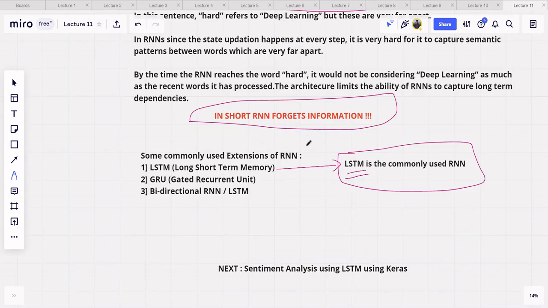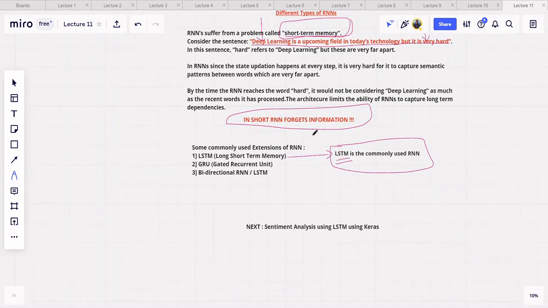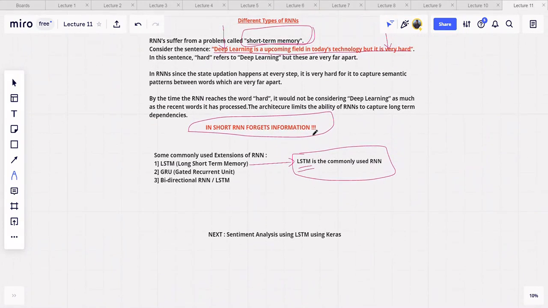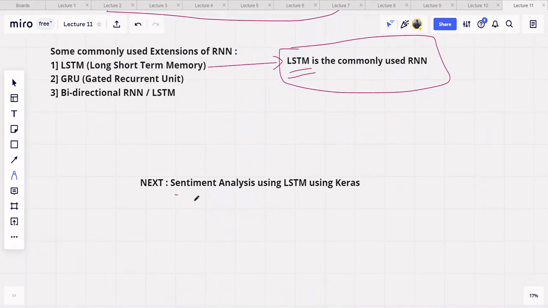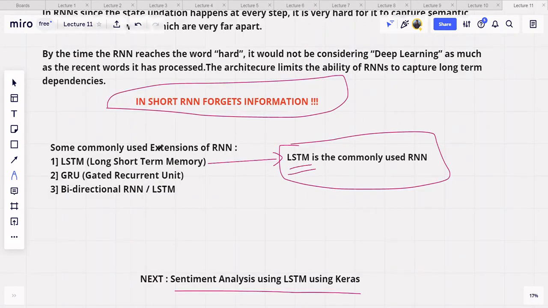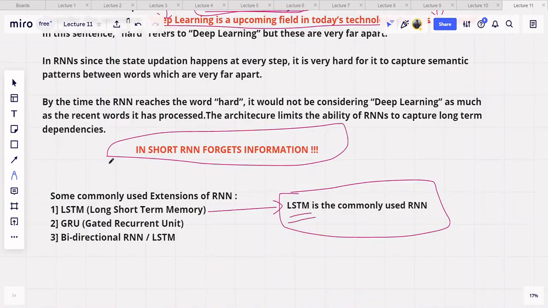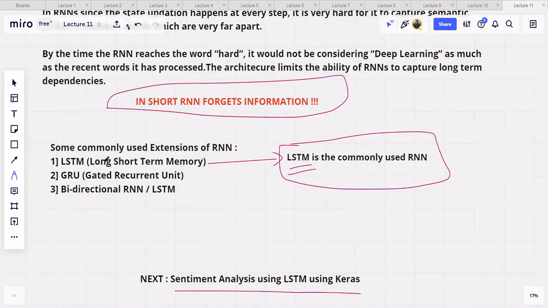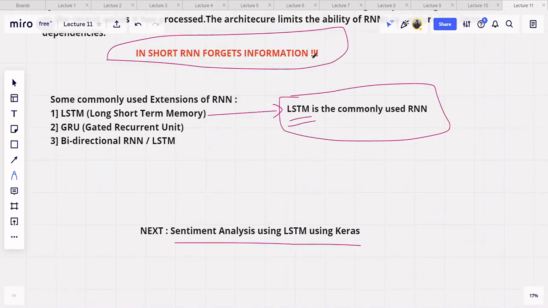So yeah, this was it about recurrent neural networks. In the next lecture, we'll try to implement sentiment analysis using LSTM with Keras. Now remember, the main difference is only in the architecture. All the other things happen in the same manner. The only difference between RNN and LSTM or any other extension is in their architecture. They are just a few small changes made to the architecture. All the other concepts remain the same.